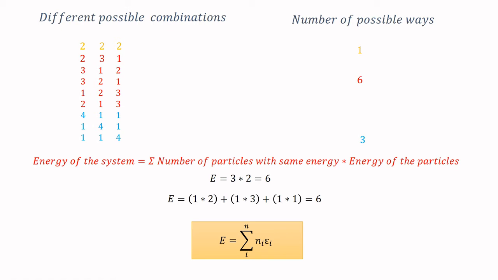Now, what is the energy of the system? The energy of the system is the summation of the number of particles with the same energy multiplied by the energy of the particles. If you see here, there are three particles with the same energy, that is 2 joule. So the total energy of the system will be E equals 3 multiplied by 2, equal to 6. In the second configuration, the first particle takes 2 joule, the second takes 3 joule, and the last takes 1 joule. So the total energy is again 6 joule. The algebraic form of this formula is: energy of the system E is the summation of N_i epsilon_i, where N_i represents the number of particles with the same energy, and epsilon_i represents the energy of the particles.